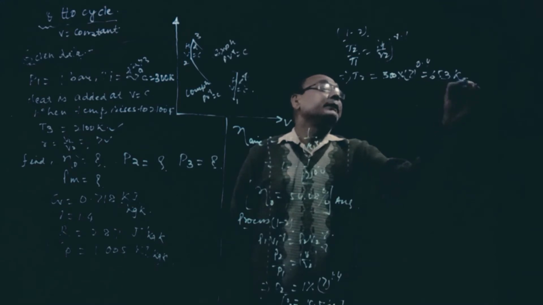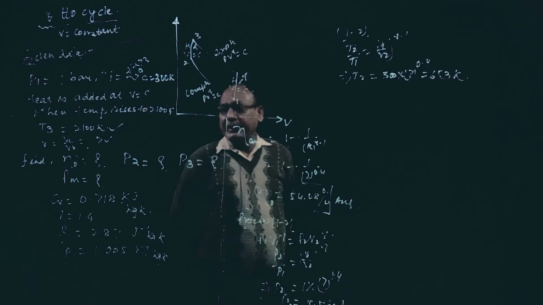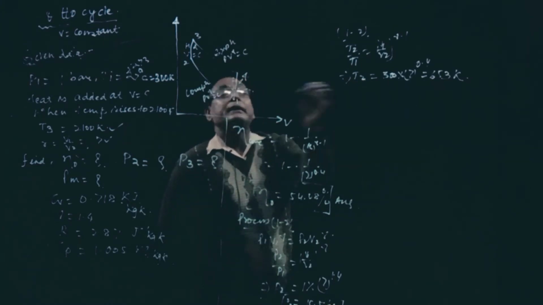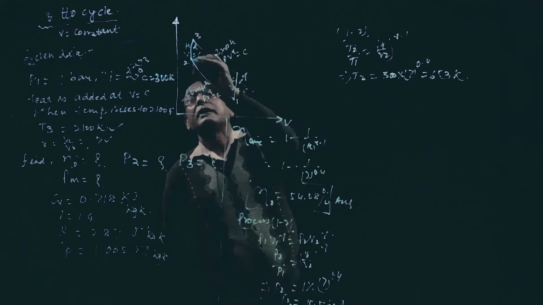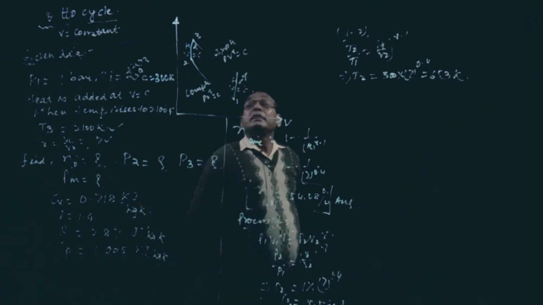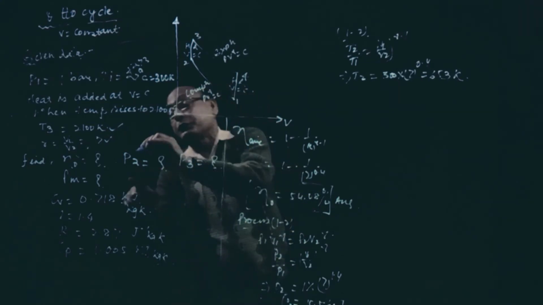So it is 653 Kelvin, T2. It will be used to find out some other parameters, though it has not been asked in your question, to find out the temperature at the end of compression. So 1 to 2 process we have completed. Now we are told to find out P3 also.